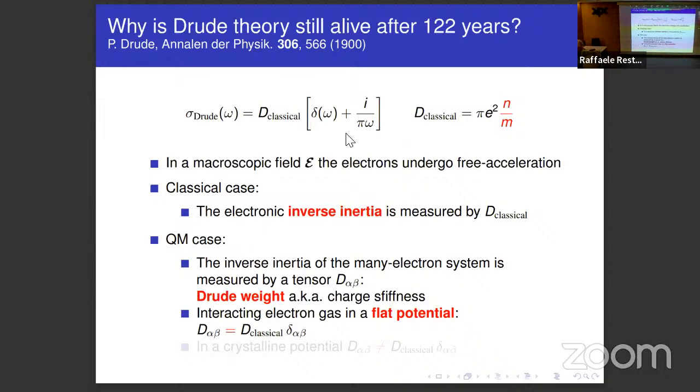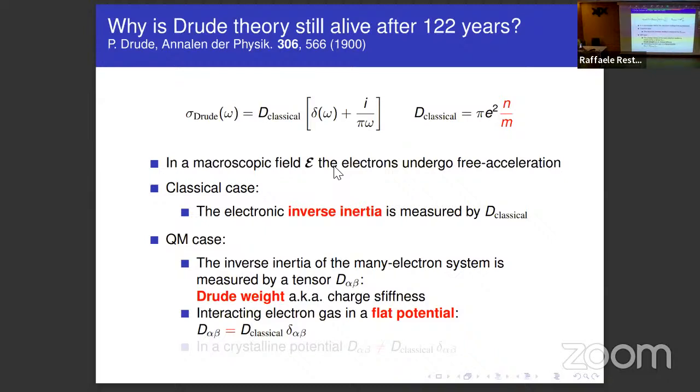And the inverse inertia is measured by a tensor. If you have an isotropic material, you have a Cartesian tensor. This tensor is called the Drude weight, also sometimes called adiabatic charge stiffness in many-body physics. Also, what is very important, if you take a quantum system of interacting electrons, an electron gas, but you allow them to move in a flat potential, you forget about the nuclei and the crystalline potential, then the result is exactly identical to the classical one. So the quantum electrons and the classical electrons behave exactly in the same way, insofar as you forget the periodic potential.